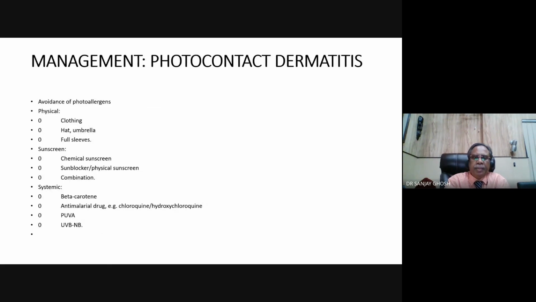And for photocontact dermatitis, you can definitely use clothing, sunscreen, etc., but be careful not to use PABA and this product. And oral drugs we can try.